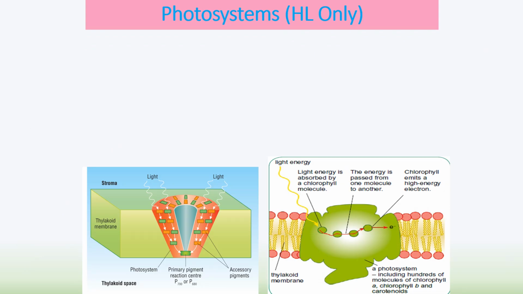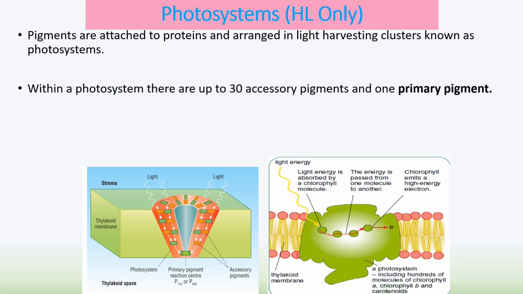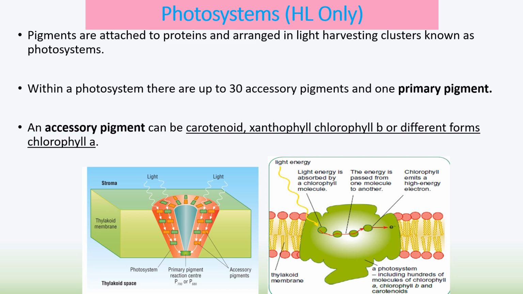Now, for HL students only, you need to know about photosystems. Pigments are, as I said earlier, attached to proteins in something called light harvesting clusters known as photosystems. There might be up to 30 accessory pigments which absorb all different colours of light, and one primary pigment here in the centre. Accessory pigments can be things like carotenoids, xanthophyll, chlorophyll B, or even different forms of chlorophyll A.